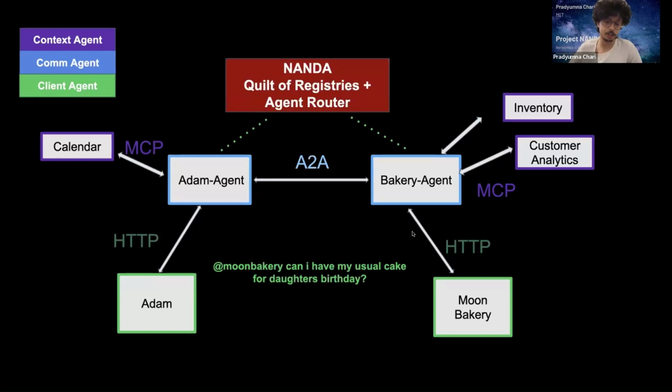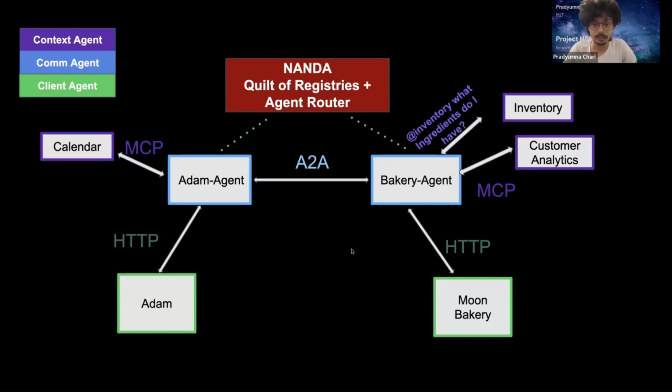and you can ask this agent questions about yourself. What do my tax returns look like for the past year? What is my next health appointment? Stuff like this. So you can have client agents talking with each other. You can have context agents talking with each other. For example, the bakery agent, in response to being asked to create a cake, can ask its own inventory context agent, which is also handshaked and discovered via Nanda, to check what ingredients that bakery agent has.